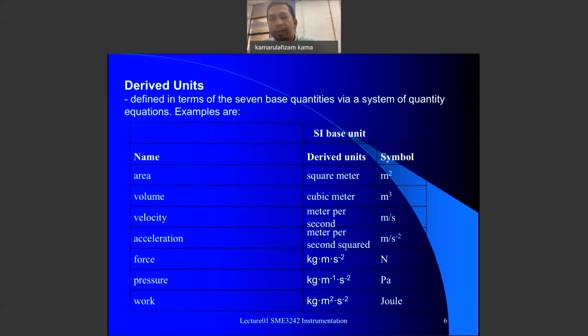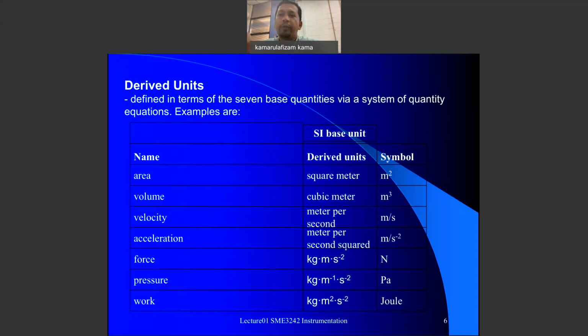It is derived from the basic unit, but it becomes something different. For example, we can use meter square to describe the area of certain things. We can use meter cubic to describe volume. We can use meter per second to describe velocity. We can use meter per second square to describe acceleration and so on.